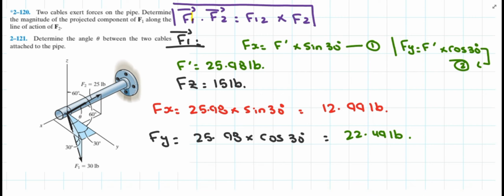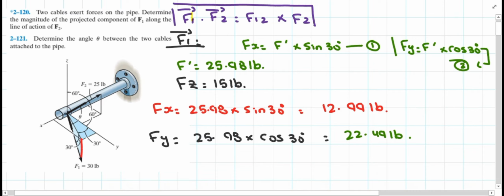In a nutshell, we found the magnitudes of the components of the f1 vector. But these are the magnitudes, not the vectors, and for the vector we need the direction also. So what is the direction of fz? This is the direction of fz here, acting vertically downward. Similarly, this is the direction of fy, which is acting on the right hand side. And this is the direction of fx here, which is acting out of the page.